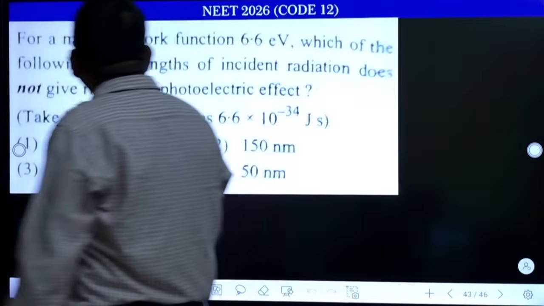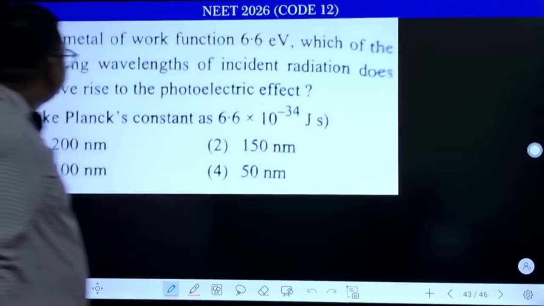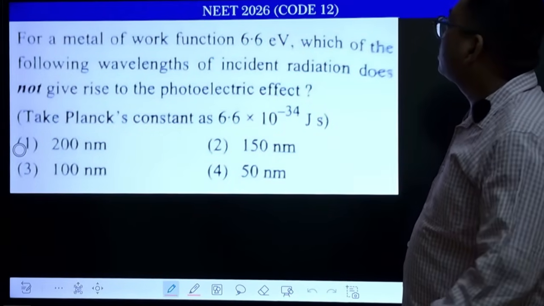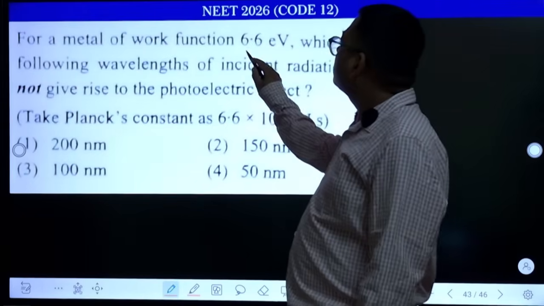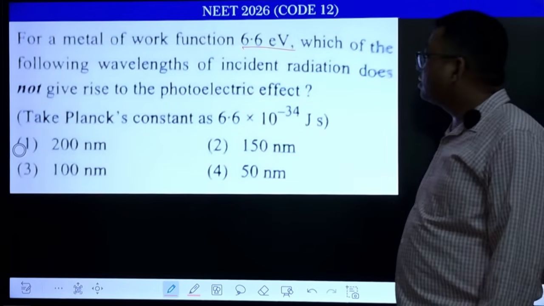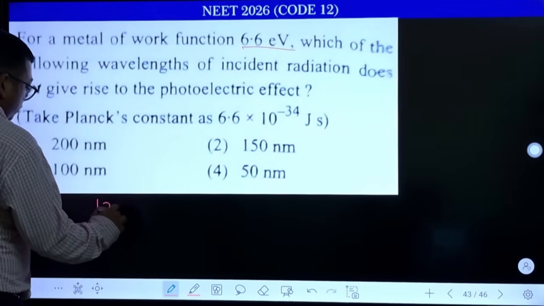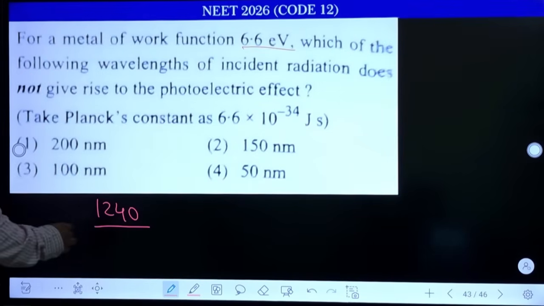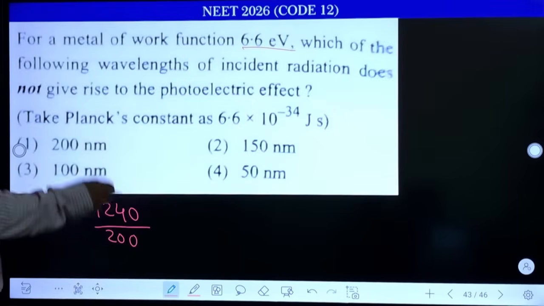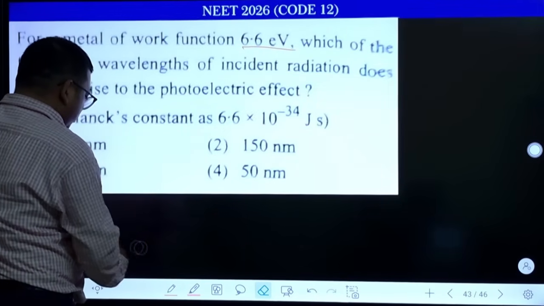For a metal of given work function, which of the following wavelengths of incident radiation does not give rise to the photoelectric effect? They have given the work function, right? So whichever is greater than that, only that will give it. So you just try to calculate, apply 1240 by lambda. Take the first, 200. Or you convert that into lambda; that may be one approach. Whichever calculation is easier, you can do that.